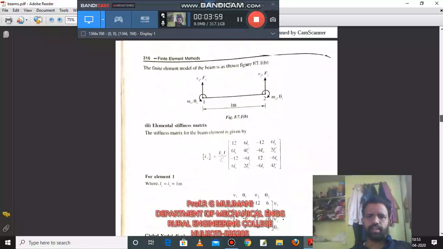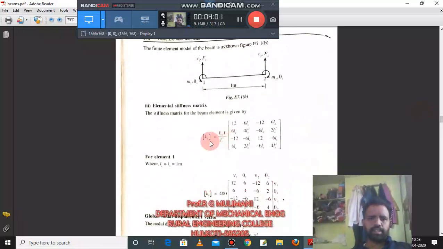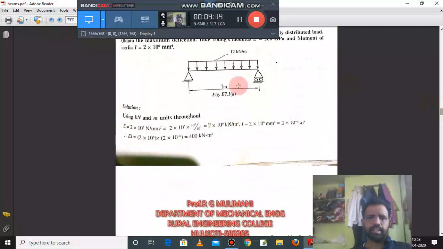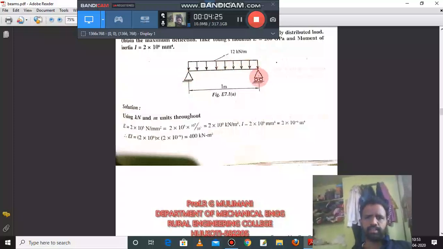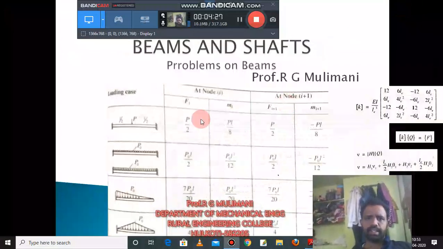Okay, we have only one element here, so this is the stiffness matrix. K is equal to EI by L cube, and substituting all the length of the element, we have this stiffness matrix. Now this beam element is subjected to UDL. So what are the forces and moments at node 1? That is F1 and M1. Similarly F2, M2. It is given here in this table.